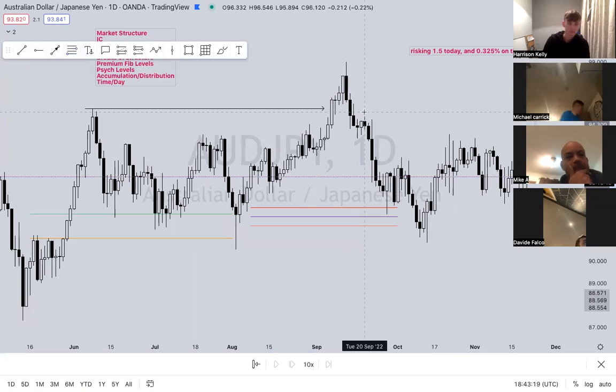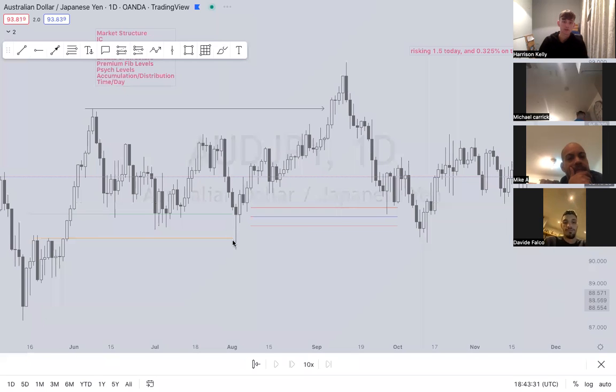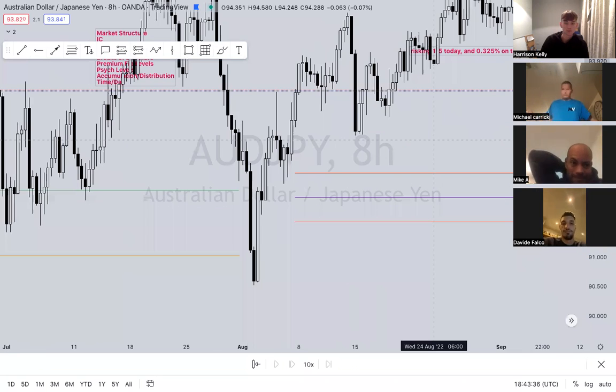It's already drawn. So what I can do now is, if I know I want to be entering from this area, I can go down the time frames. So typically, I'd go from daily, 4 hour, 1 hour. But because I like looking through all the different time frames, I saw on the 8 hour time frame this. So this is the area of the fib.